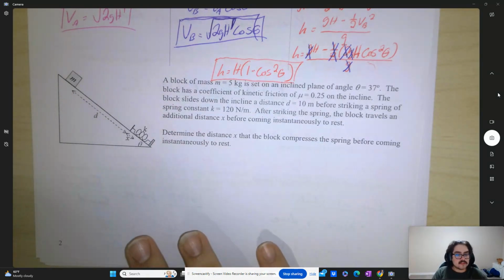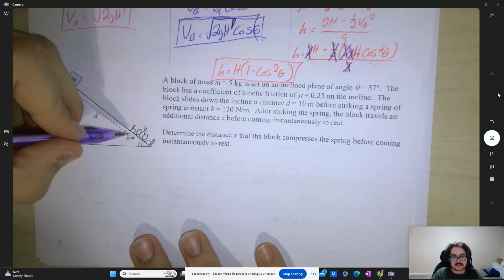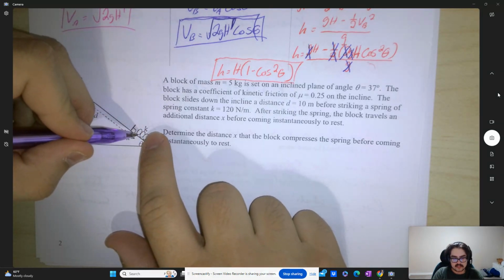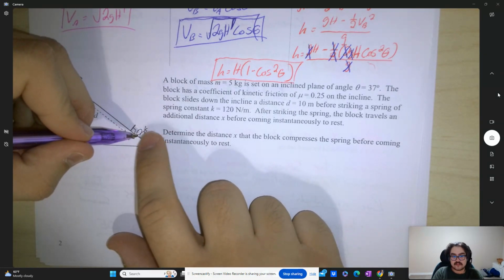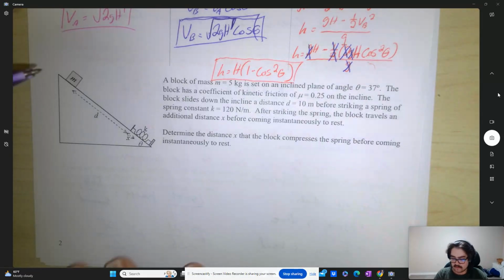So what it's really asking us for is x here, because the block is going to go and hit the spring, and we're trying to find how far the spring is compressed at that moment, because immediately after that moment the spring will push back and push the block back up the ramp. Or we can assume that.